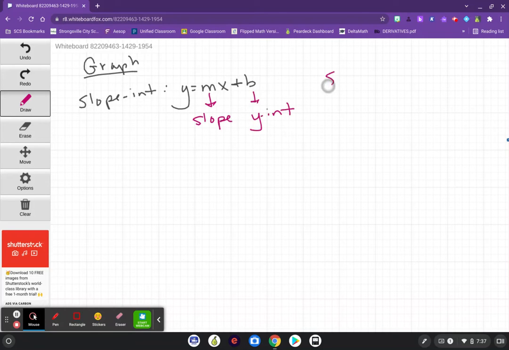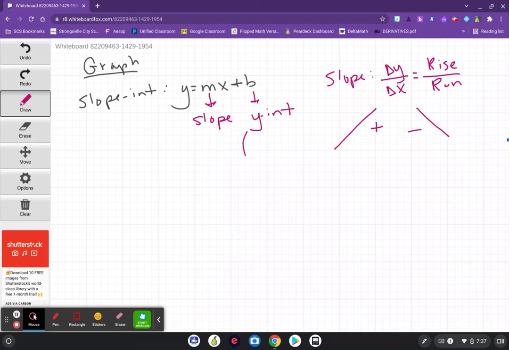As a reminder, slope means that you're looking at change in y over change in x, or graphically speaking, you're looking at rise over run. Increasing is a positive slope and decreasing is a negative slope. Okay, the y-intercept is the y value where you cross the y-axis.